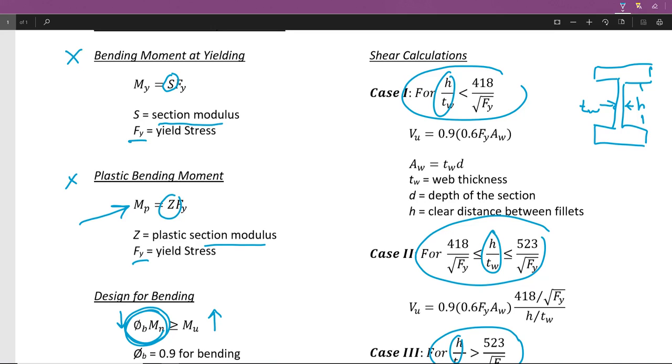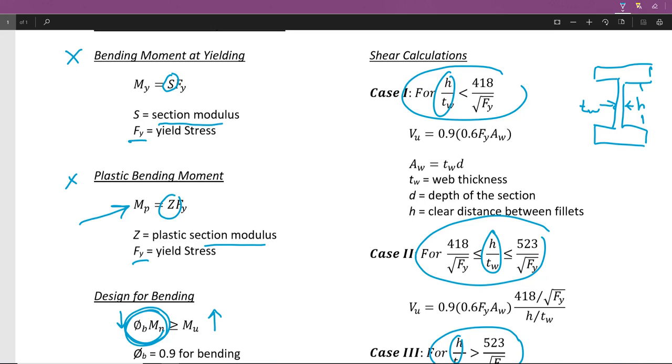There's two empirical formulas that help us determine whether it's case 1, 2, or 3. And all we do is take the square root of the yield stress, 50 KSI or 36 KSI. I believe that you plug those in KSI, so it'll be this.